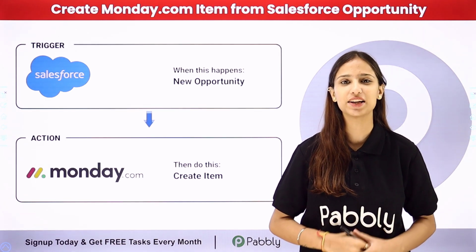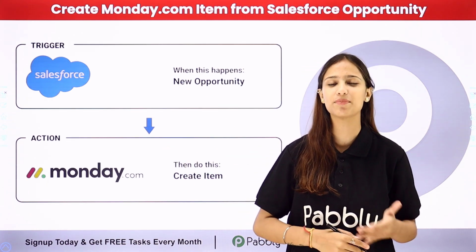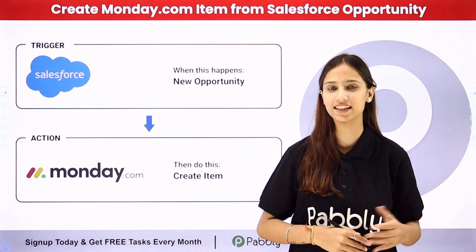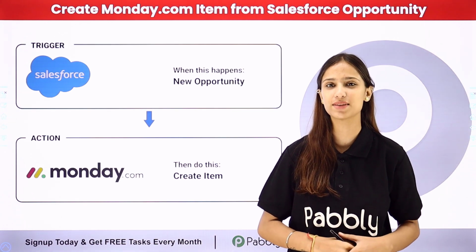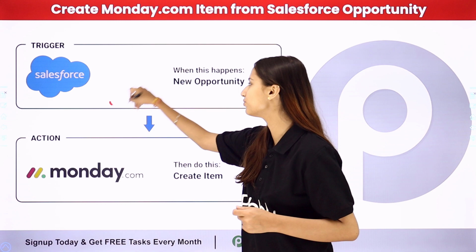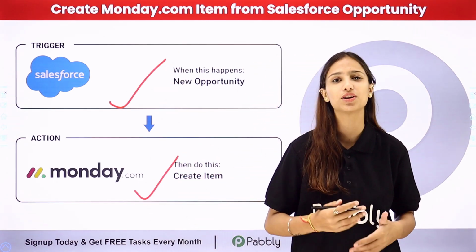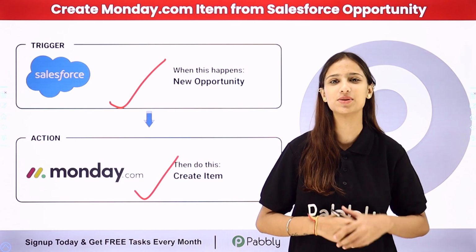So here to do this, I need to set up a connection between these two applications, for which I'm going to use this amazing automation software, that is Pabbly Connect. So Pabbly Connect follows the concept of trigger and action. So here my trigger application will be Salesforce and my action application will be monday.com. So if you want to learn more about this, make sure to follow me through the screen.